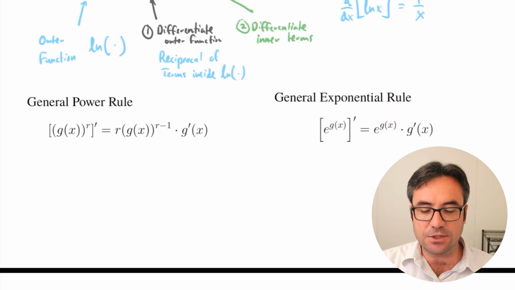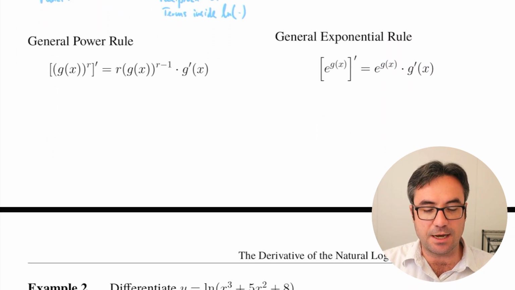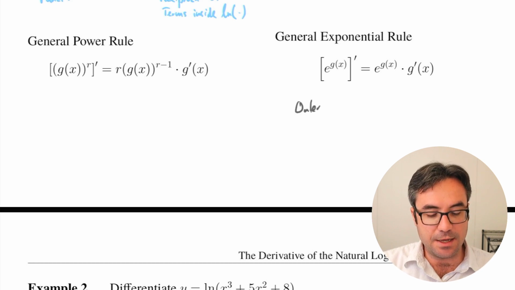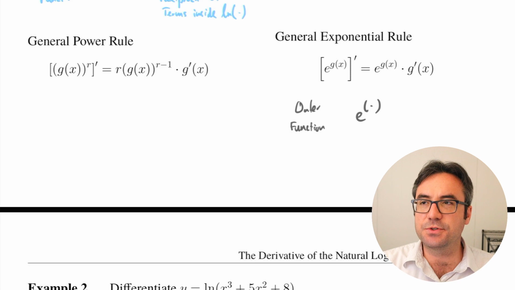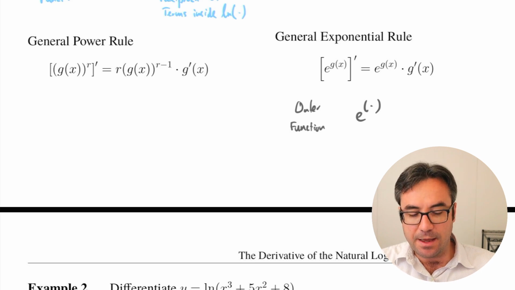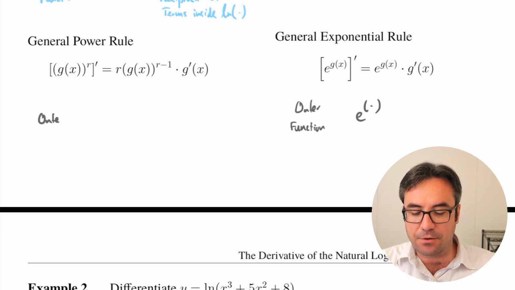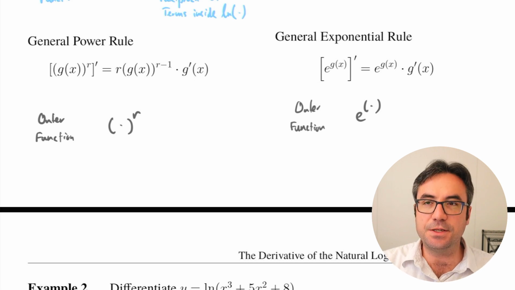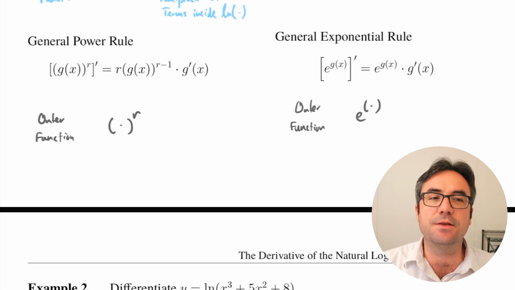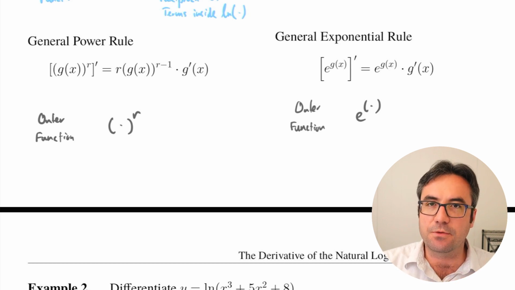So we've seen these general types of rules. We just looked at the exponential one. So the exponential one, this is when the outer function is e, so e raised to a bunch of stuff. And we've also seen the general power rule before. And for the general power rule, in that case, the outer function is raised to the power r. And so all these rules that we're seeing are really just special cases of the chain rule, just depending on what the outer function is.